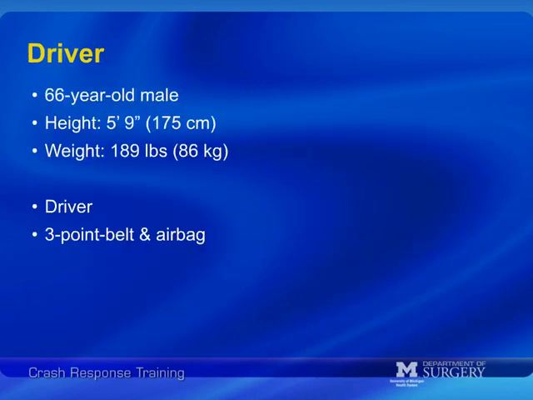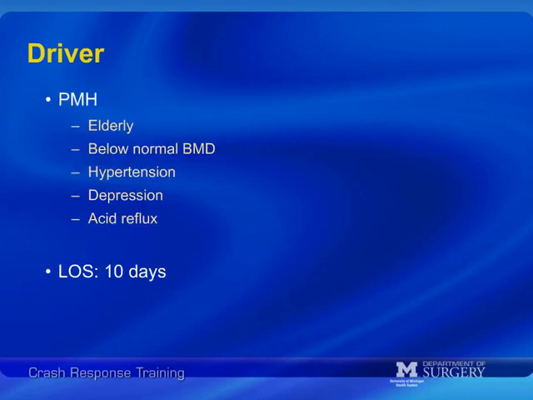So our driver was a 66-year-old male, 5'9", 189 pounds, and he was protected by the available 3-point belt and the steering wheel airbag. His past medical history included the fact that he was a little elderly, below normal bone mineral density, and he has hypertension, depression, and acid reflux. He was in the hospital for 10 days.